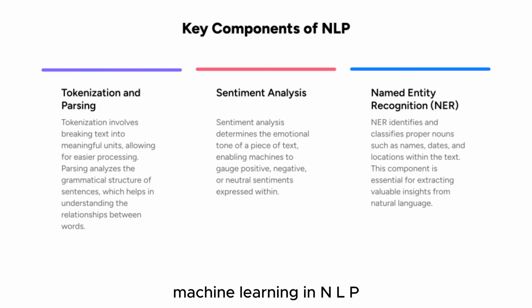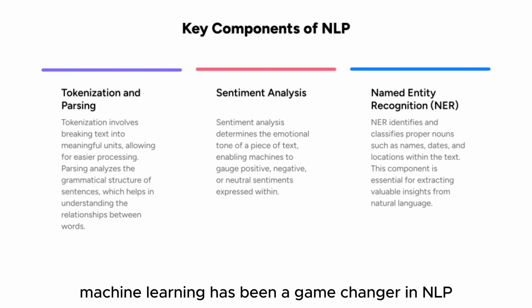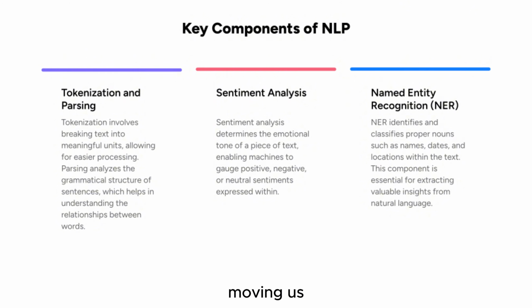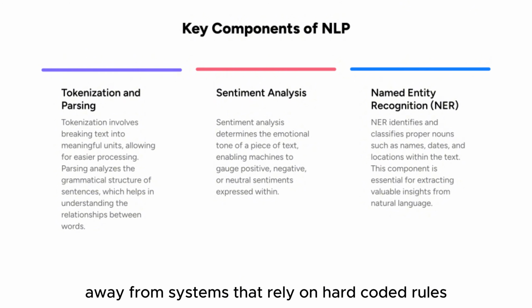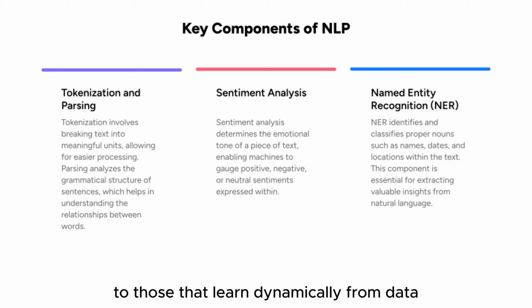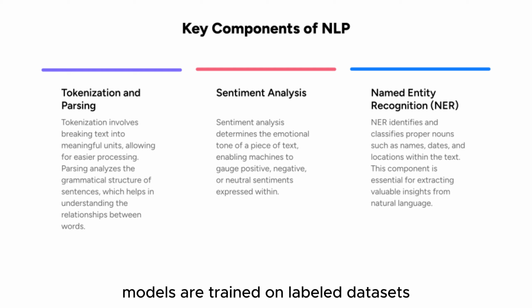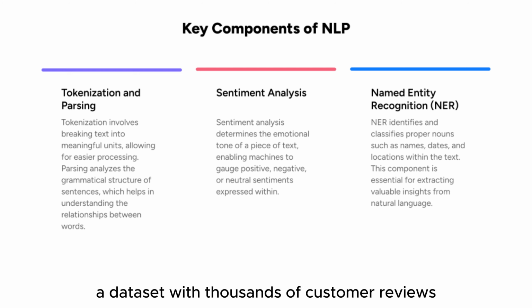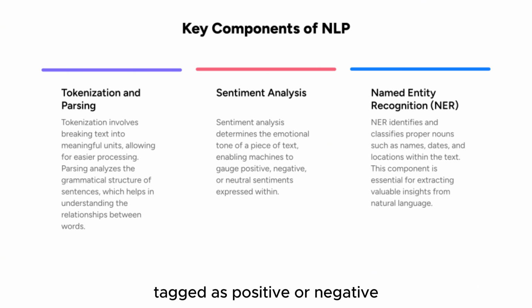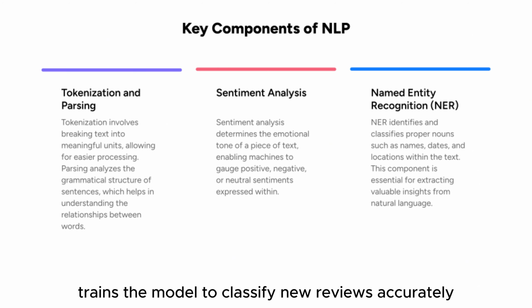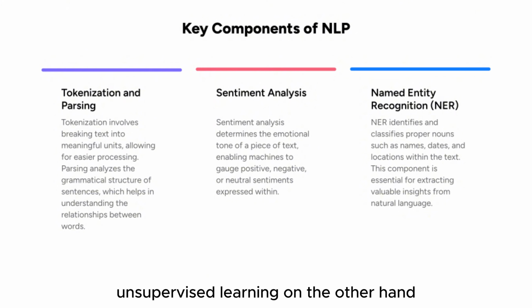Machine learning in NLP. Machine learning has been a game changer in NLP, moving us away from systems that rely on hard-coded rules to those that learn dynamically from data. In supervised learning, models are trained on labeled datasets. For example, a dataset with thousands of customer reviews tagged as positive or negative trains the model to classify new reviews accurately. Unsupervised learning, on the other hand, finds patterns in data without labels.